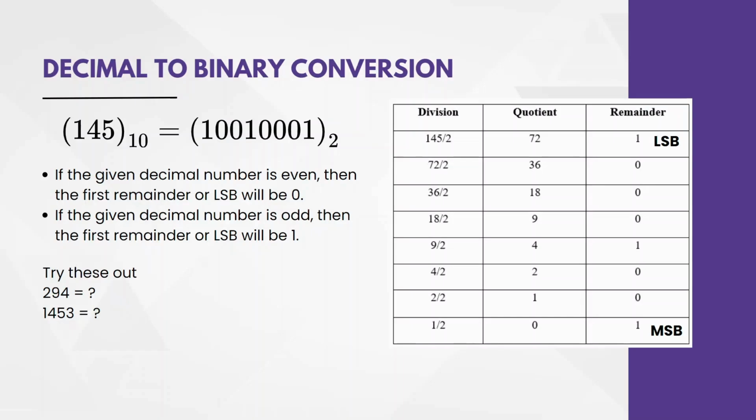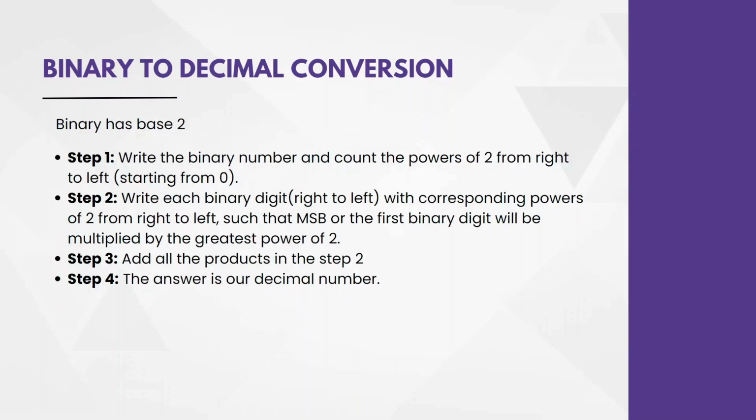Now let us do the vice versa, how we can convert binary to decimal. Again, binary has base 2. So first I will start by writing the binary number and count the powers of 2 from right to left, starting from 0. So I will write base 2, and for each base I will give a power. Now that power will depend on the position of that digit.